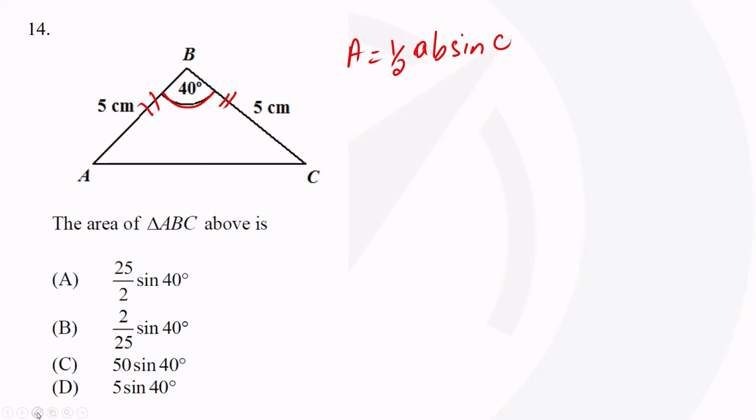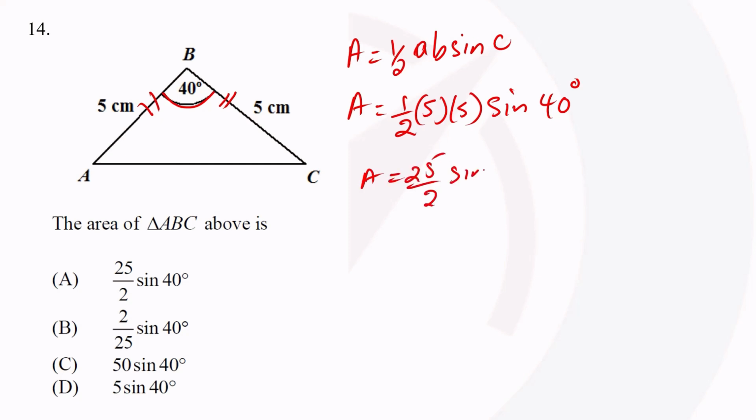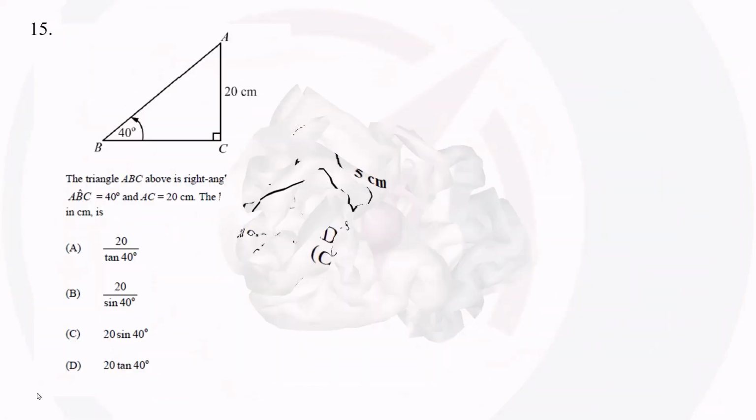Alright? So let's look at the solution now. So A is equal to half times 5 times 5 sine 40 degrees. So 5 times 5, that's going to give us 25. That's 25 over 2 sine 40. Alright, so 25 over 2 sine 40, and that matches with A. Alright, let's look at number 15.